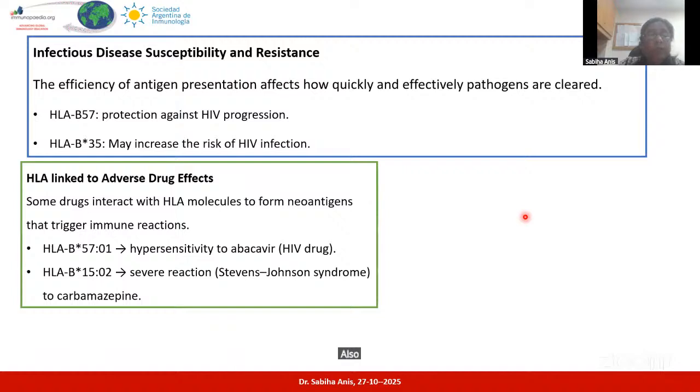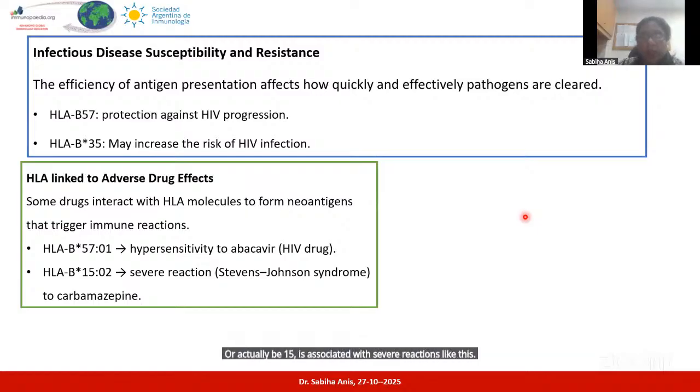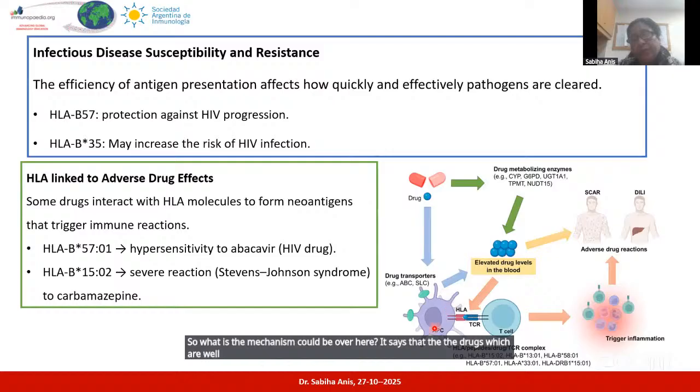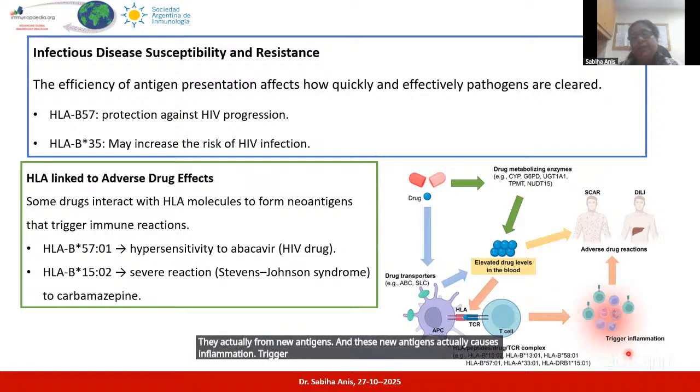Also, there are some HLA molecules linked to adverse drug effects. For example, HLA B57 is a well-known cause of hypersensitivity to abacavir, which is an anti-HIV drug, and HLA B15 is associated with severe reactions like Stevens-Johnson syndrome. So what is the mechanism? It says that when the drugs are processed and presented in association with these HLA molecules, they form new antigens, and these new antigens trigger inflammation, causing adverse drug reactions.